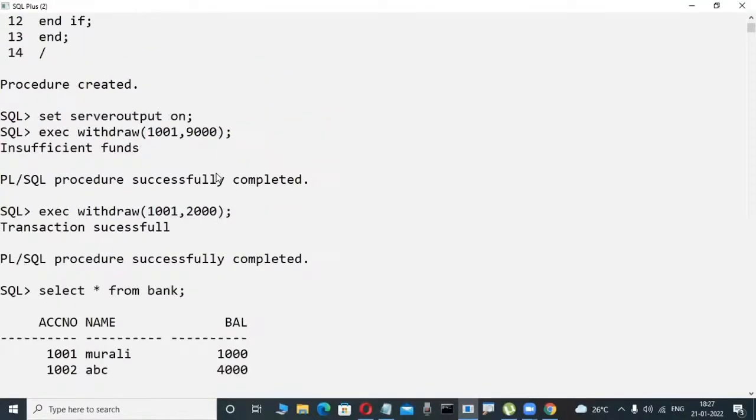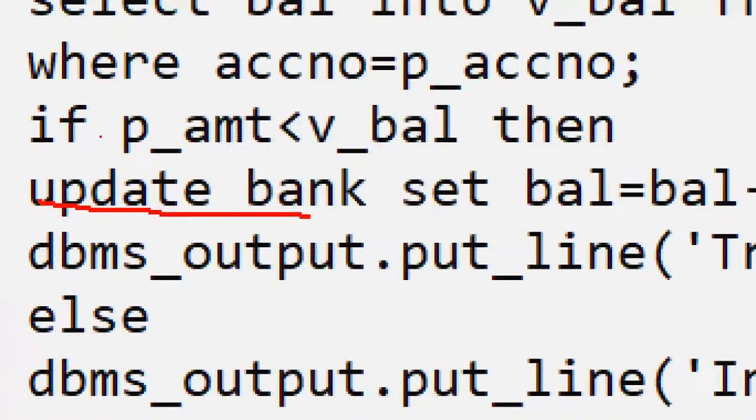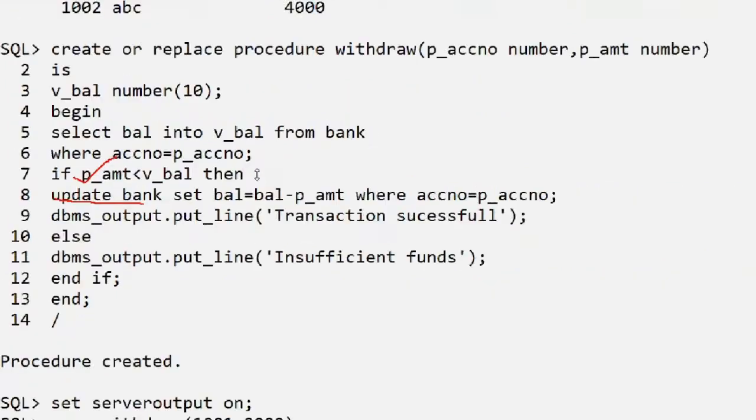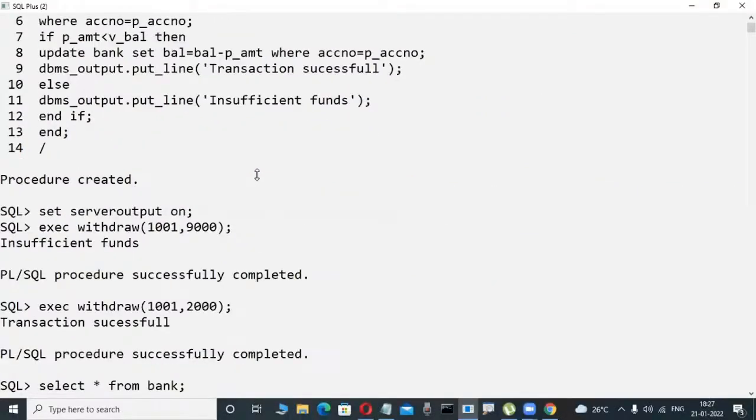You are a programmer, you are writing code with an update. Update is a SQL command only. The IF condition is a PLSQL command. That's why you need some language knowledge. With this type of PLSQL coding knowledge, then only you can write real-time applications, OTP validations, bus ticket reservation, anything. So many applications are there, but a little bit of knowledge is required.